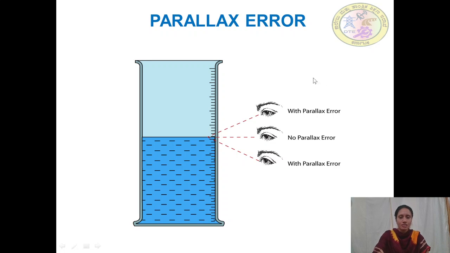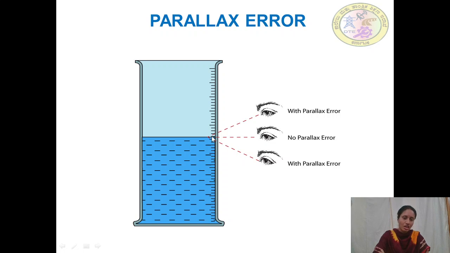See, this is the best example for parallax error. Here we have one container filled with some fluid or water. The person should observe the reading with the help of this scale. When the person observes normal to this scale, he will get the exact reading, the true value. If the person sees the scale from this direction, there will be some error, and from this direction also he may get some errors.